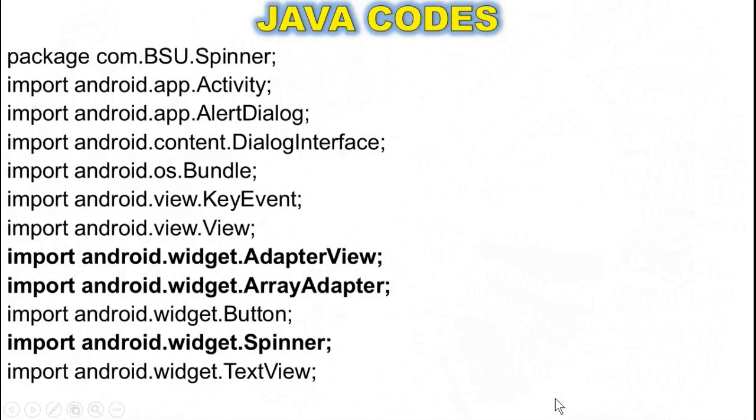Let us look and understand some of the written Java code for this laboratory hands-on activity number 5. The Android Eclipse IDE wrote some commands such as package com.bsu.spinner and import android.app.Activity. We also need to insert some commands not shown in your Eclipse IDE upon creating a new Android project.